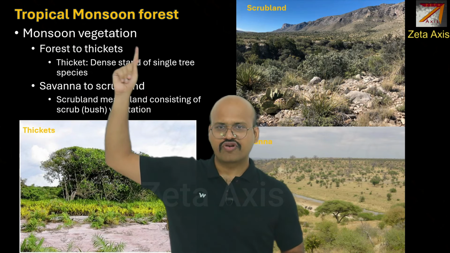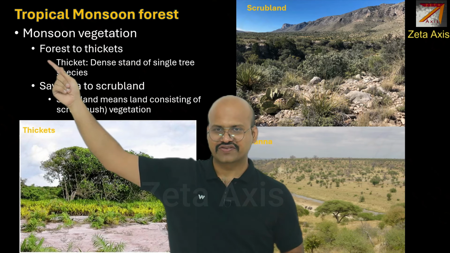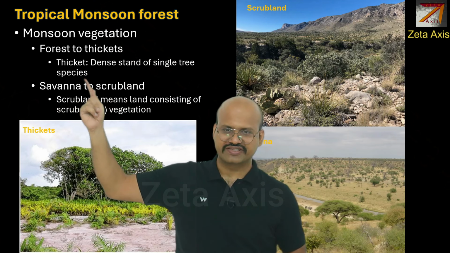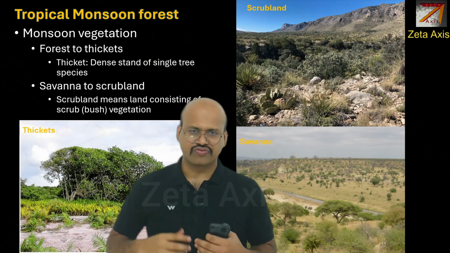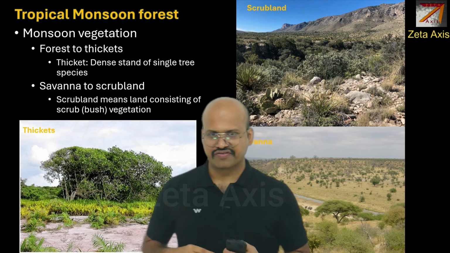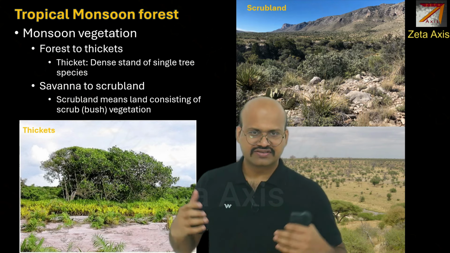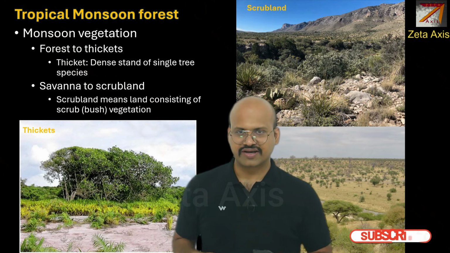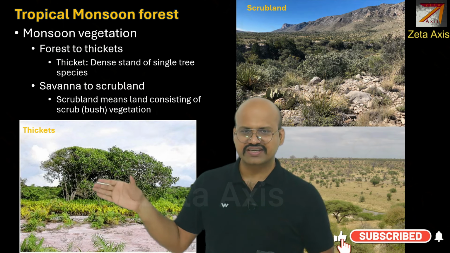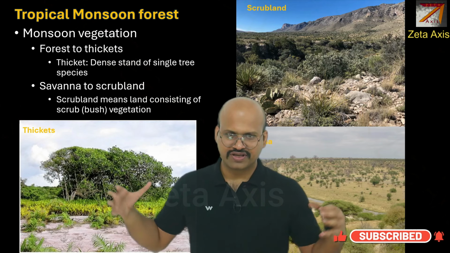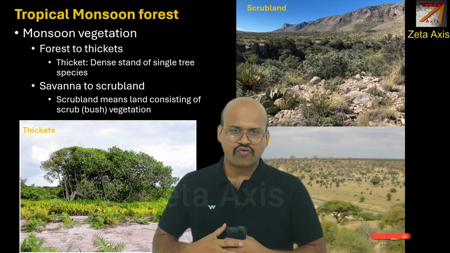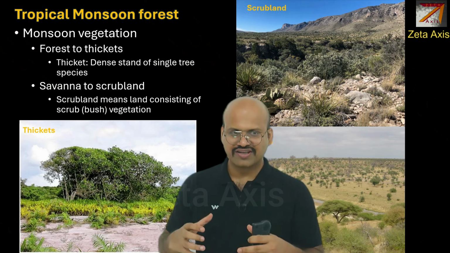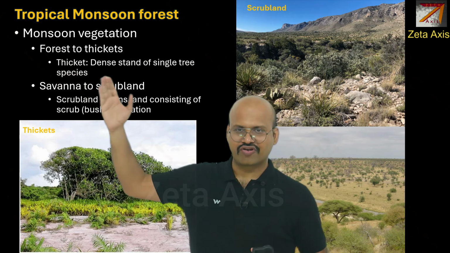So in monsoon forest, we can see variations from forest to thickets. Thickets are dense stands of a single tree species. So in the monsoon forests, we can see that there will be somewhere very dense forest, like we have discussed in the Western Ghats or northeastern India, but then there are regions where there are thickets, that is single species of trees closely located, then there will be a very wide opening. Again you will see single species trees which are closely bundled together. So these kind of forests can be seen.